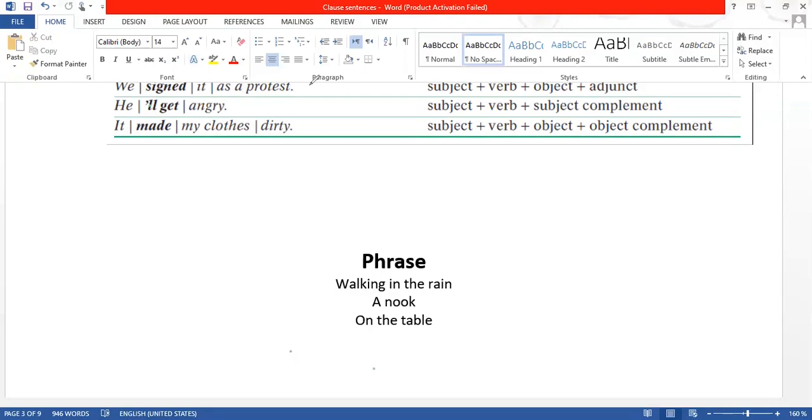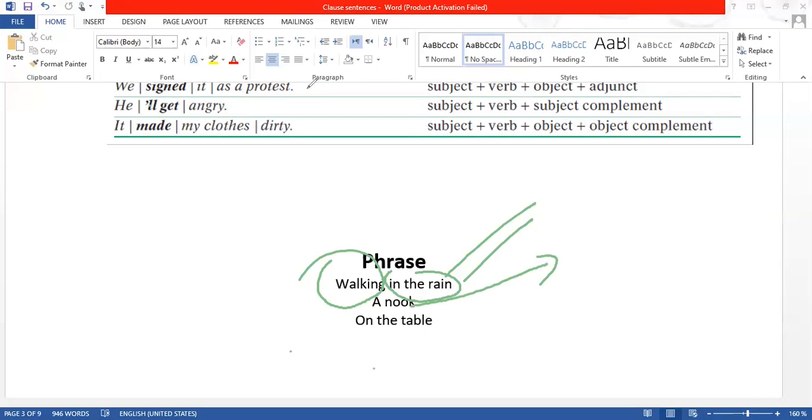Like if you see this, walking in the rain is a phrase. Walking is the verb, and in the rain is a prepositional phrase. So in the rain is a prepositional phrase, and there is a verb as well with it. And if you see, a book is a noun phrase, because there is a noun in it.